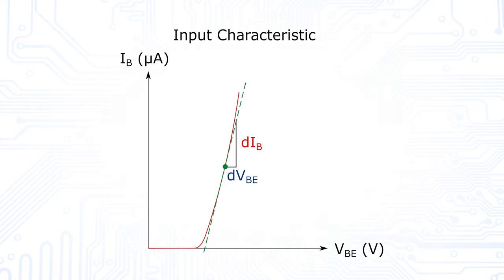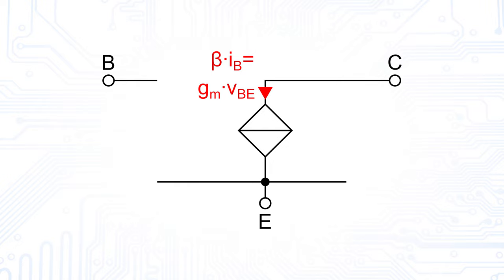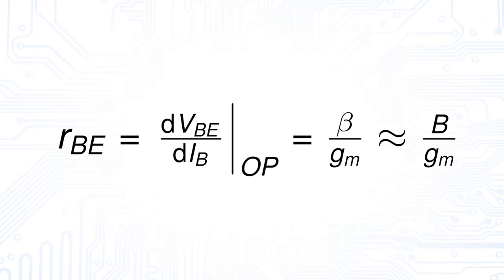Since the base emitter junction has to conduct, our operating point lies somewhere here on the line and we linearize around this operating point. A small change in the base emitter voltage causes a small change in the base current. From our previous examples, we can see that this is the behavior of a resistor. Thus, we are modeling the input stage of the transistor with a resistor RBE between base and emitter. RBE can again be calculated by forming the derivative in the operating point.